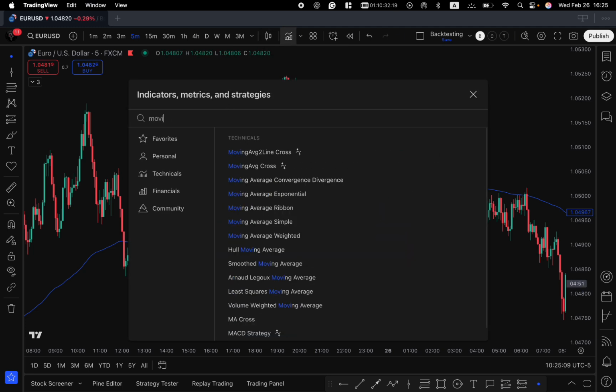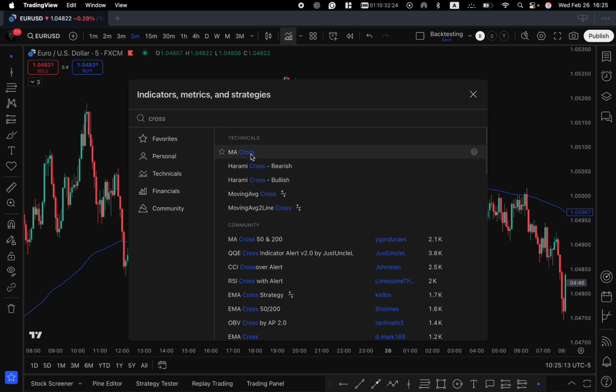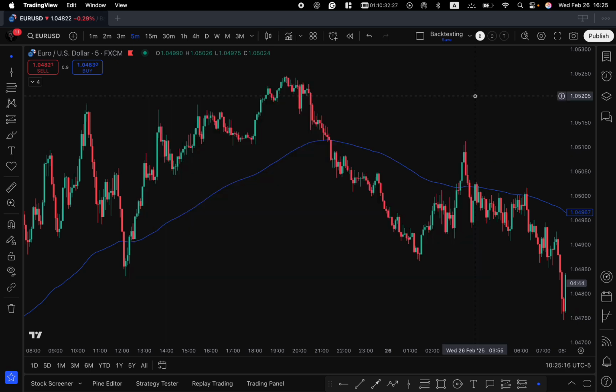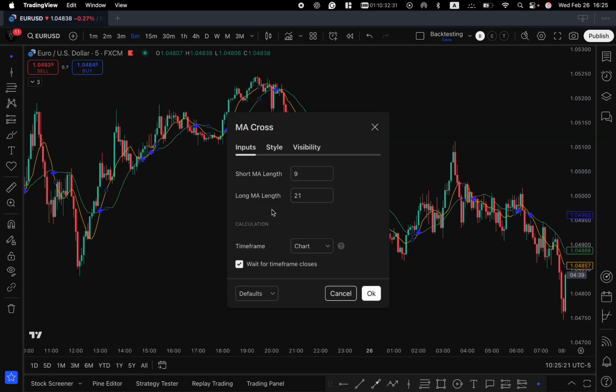I will search for a cross. Here, as you can see, there's an MA cross option. I will apply it to the chart, and of course I will delete the last one. So what is the MA cross? The MA cross indicator on TradingView, and I'm sure it's available on a lot of trading platforms, Forex and binary options, both of them. So it works like this.